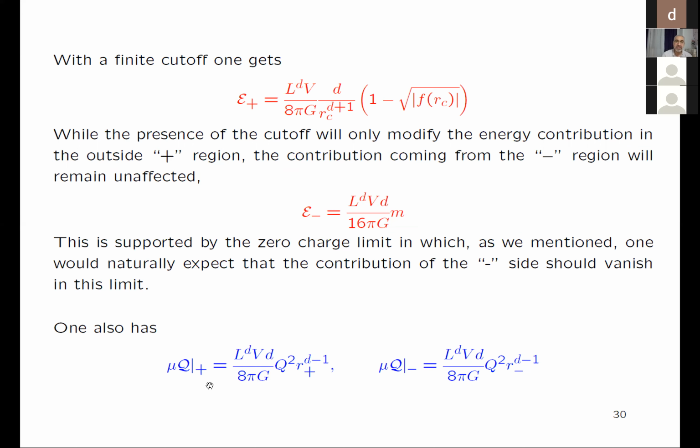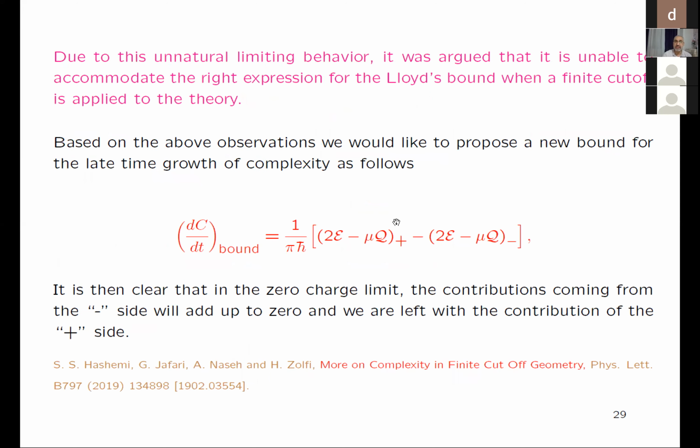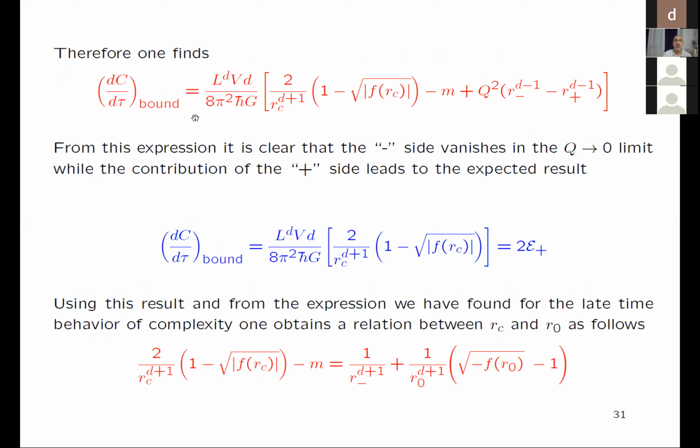Therefore, this expression for the chemical potential doesn't change, and we just get a modification from E plus. Putting this expression into the expression for late time, this is what we get for the late time behavior of the complexity when you have charge at the final cutoff.